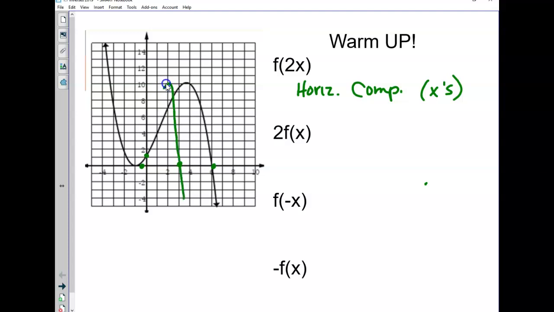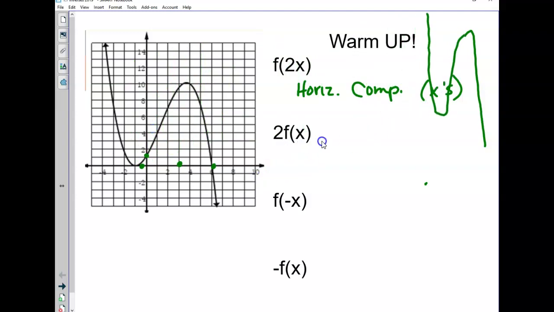So the graph would be squished in like this. Okay? Everybody good? The x-intercepts would change, not the y-intercept. Okay. Let's see if I can drag that. Well, not in one piece, but kind of in two maybe. So it would look like that.